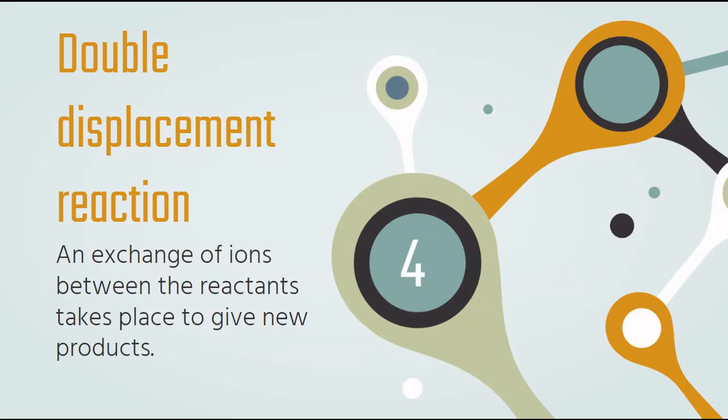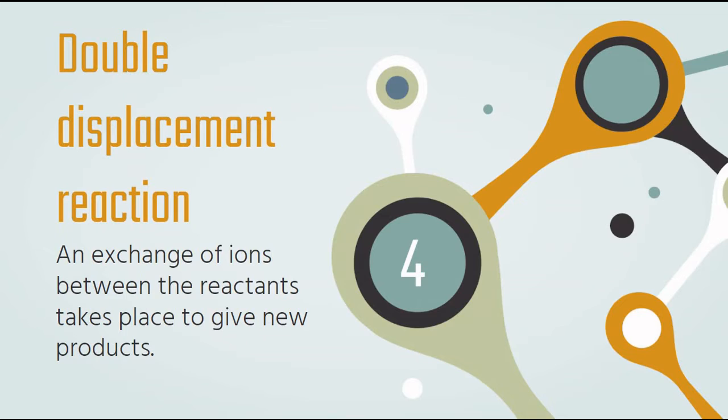Now let's look at what is a double displacement reaction. An exchange of ions between the reactants takes place to give new products. So this is the exchange between the ions in order to form new products. This is known as a double displacement reaction.